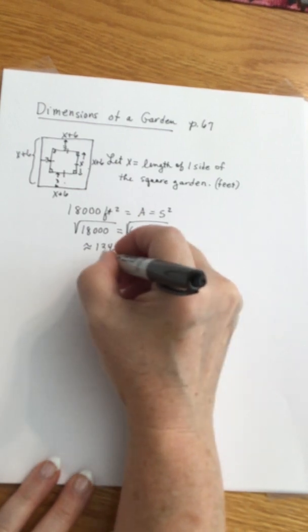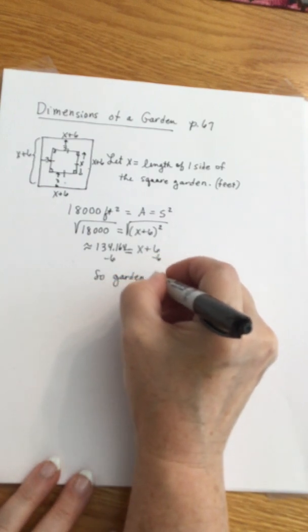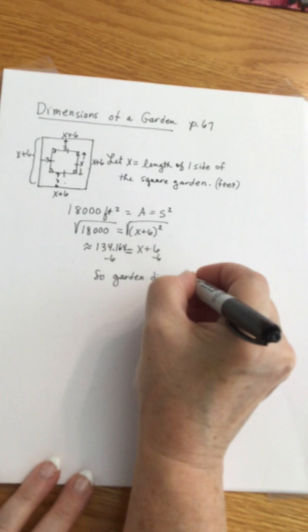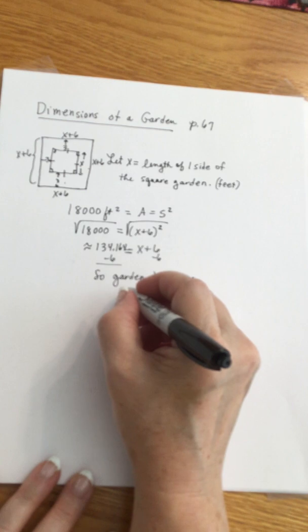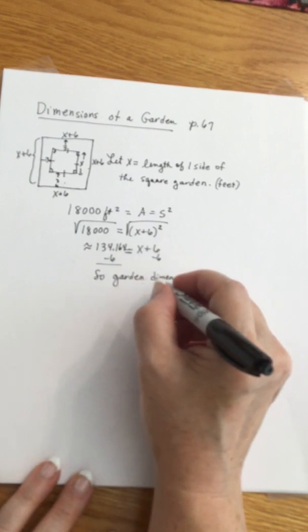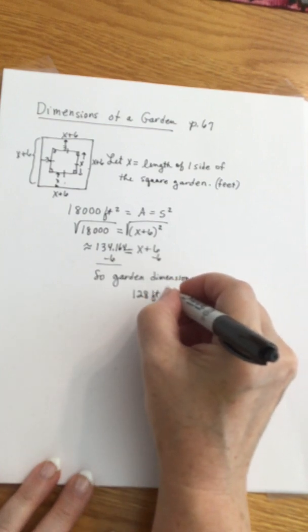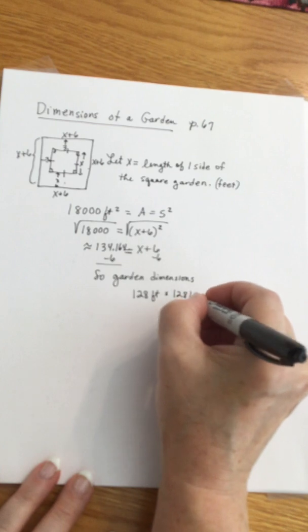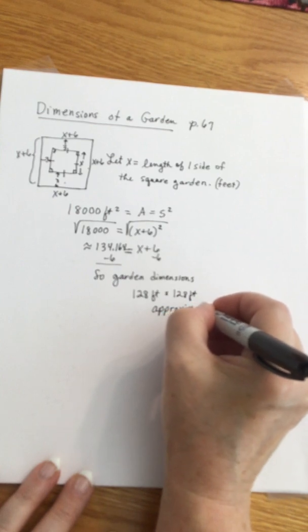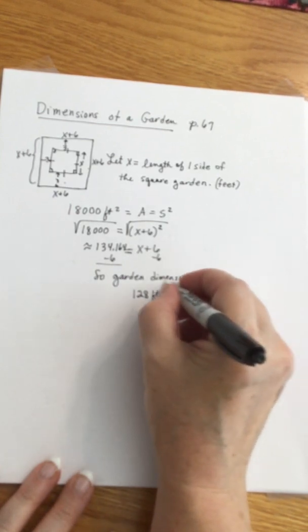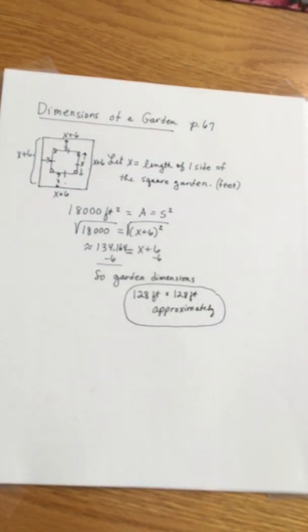And then minus 6 from both sides. So the garden dimension is going to come out to be 128, or 127 point something, so it's going to round to 128 feet. So my dimensions are 128 feet by 128 feet. And we're going to put approximately because we rounded. On this kind of problem, make sure you're careful to read the directions on what they want you to round to, because that'll make a difference in your answer.